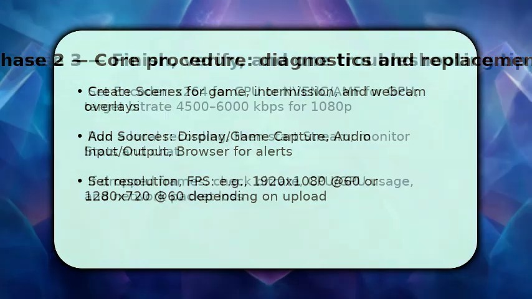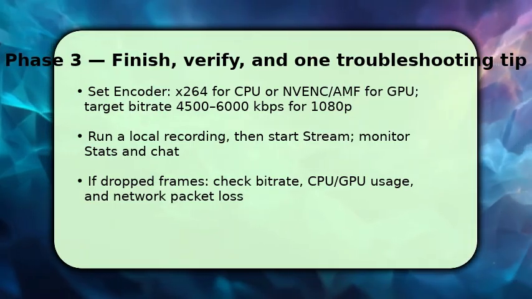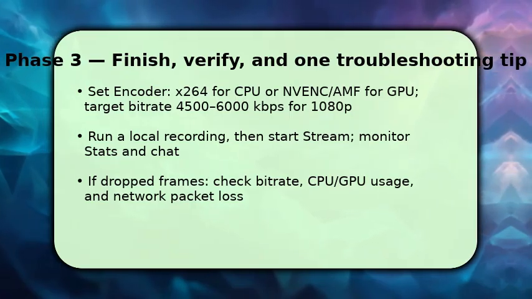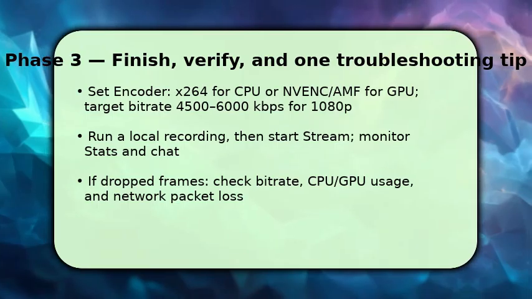Finally, optimize output and start streaming. Choose an encoder based on your hardware. NVENC reduces CPU load. Then set bitrate appropriate for resolution and Twitch limits. Once configured, run a short local recording to check quality.